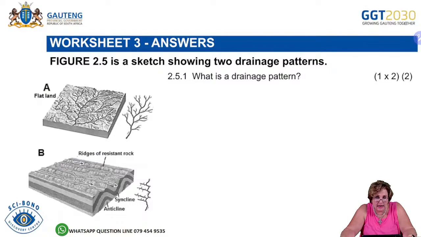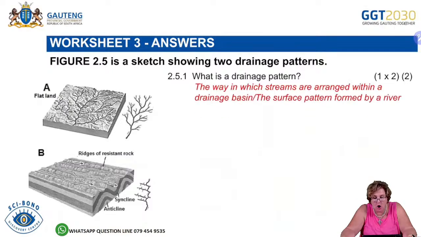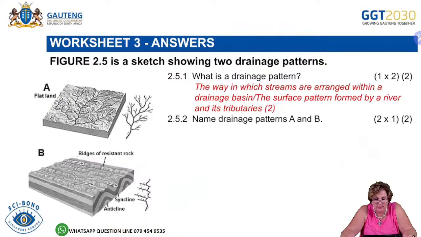What is a drainage pattern? Remember the definition. It's the way in which streams are arranged within a drainage basin, or you can say the surface pattern formed by a river and its tributaries. So it's any one of the two. Again, a concept that you must know, and look there, if you know it, you have your 2 marks.